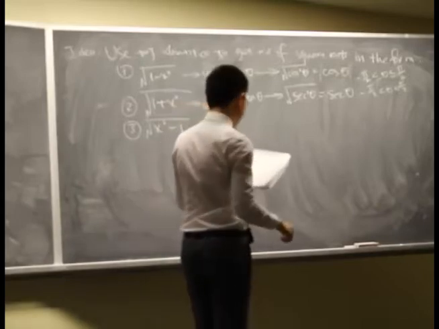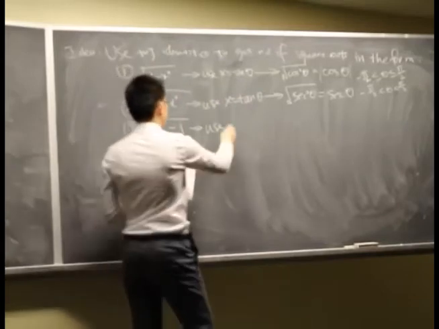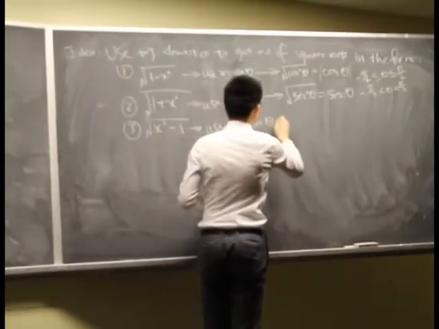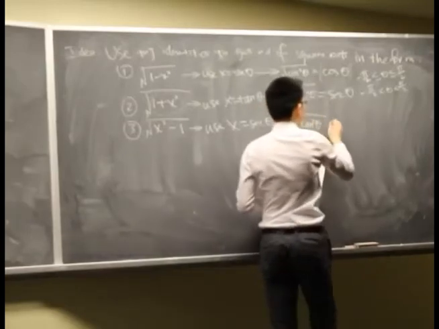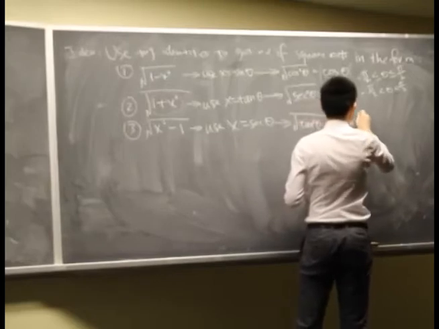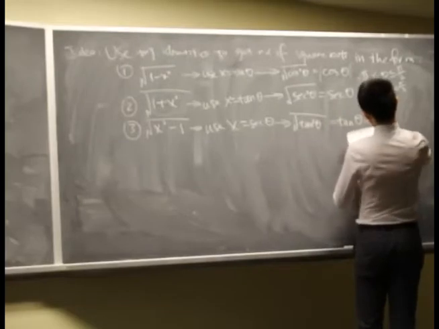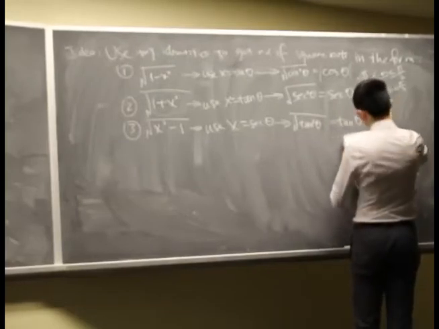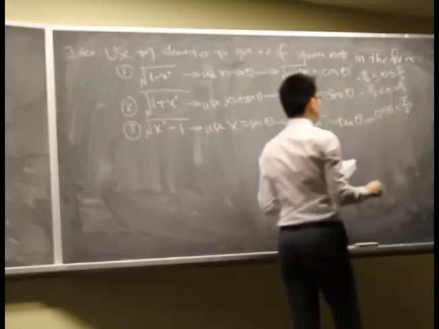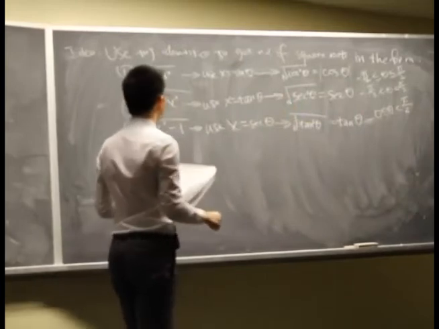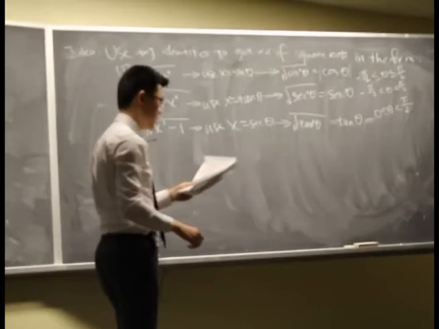And the third case right here is x squared minus 1, and notice that if we substitute x equals secant theta, now we're going to get square root of tangent squared, which is equivalent to tangent theta. And this is going to work for 0 less than or equal to theta, less than pi over 2. So I think this is probably the hardest part of using substitution.